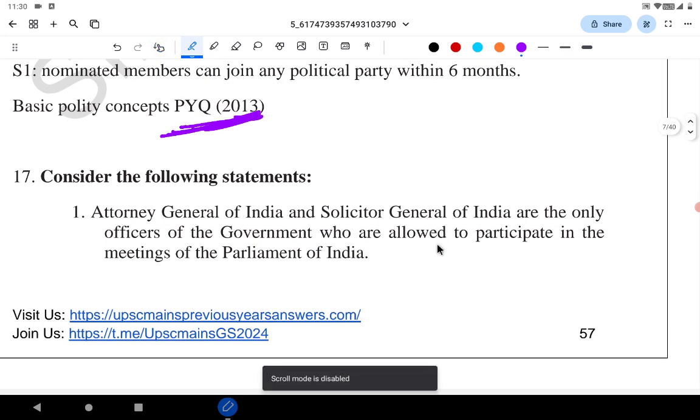Attorney General of India and Solicitor General of India are the only, again that extreme word, only officers of government who are allowed to participate in the meeting of the parliament. See, the Attorney General is allowed, but the Solicitor General is not allowed actually. He doesn't participate. So statement 1 is wrong.